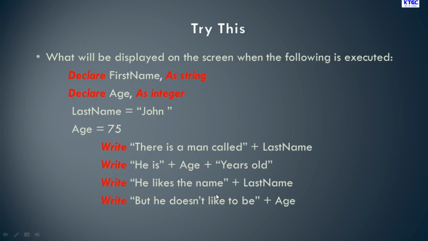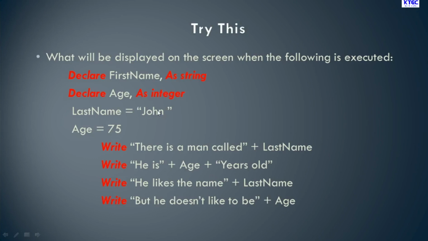Now you have to try this by yourself. This is a typical concatenation story here. What will be displayed on the screen when the following is executed? The first one says, declare first name as string. Declare age as integer. I'm declaring age as integer because, who can tell me why? Because I assume that age is going to be a whole number. There's no decimal place in the age of someone. It's just a normal number. It can be 25, not 25 point whatever, or 75 point whatever. It's just a number on its own. Then we are storing John in last name, and age is 75.